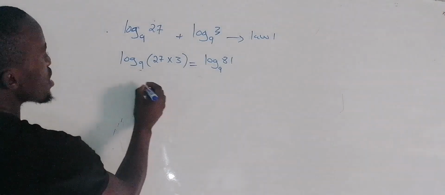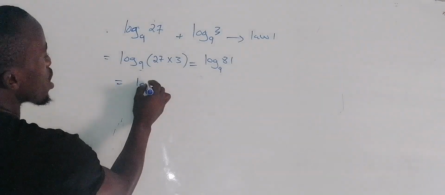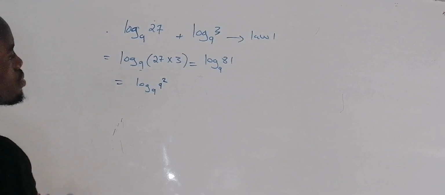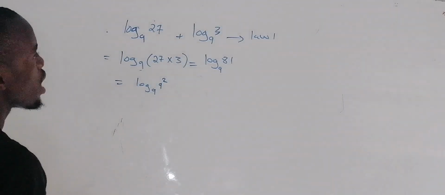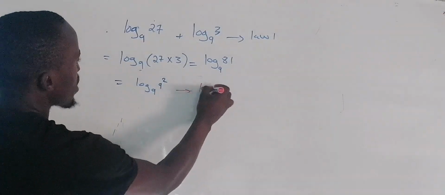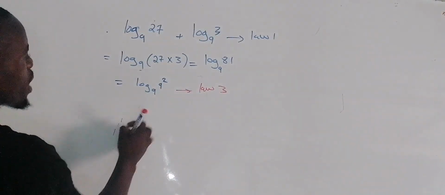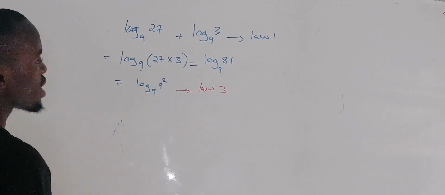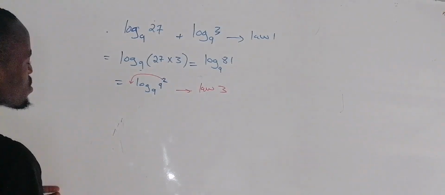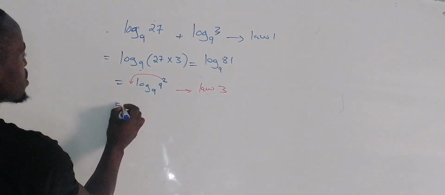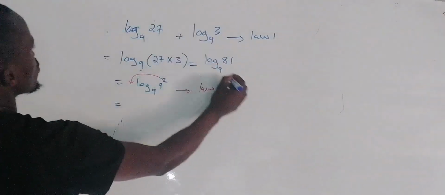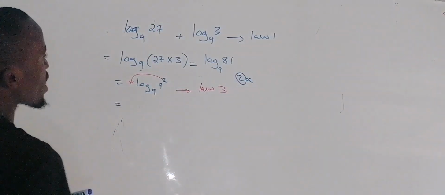Which is log 9 squared, because 9 squared is equivalent to 81. So you can see that this is law number 3. Because we are having 2 exponents and we must not have 2 exponents. So we'll make the 2 become what? A coefficient. Remember, a coefficient is a number before a variable or a number before an alphabet. For example, 2x. 2 becomes the coefficient of x.